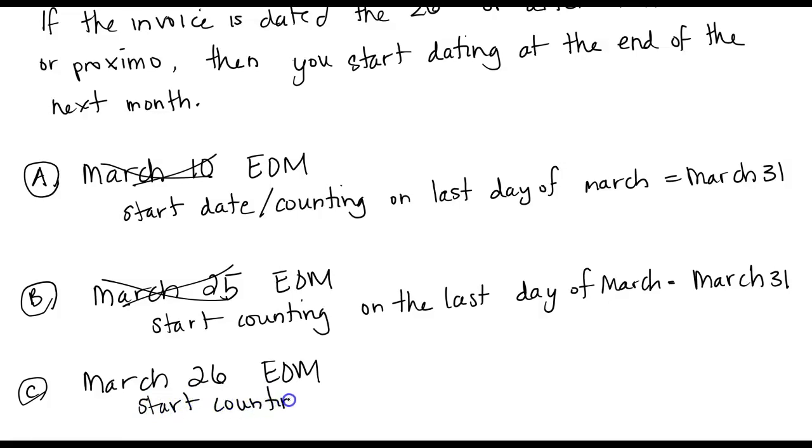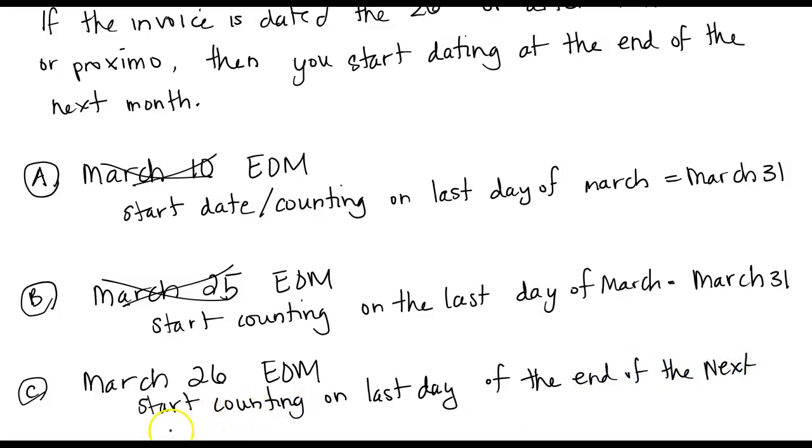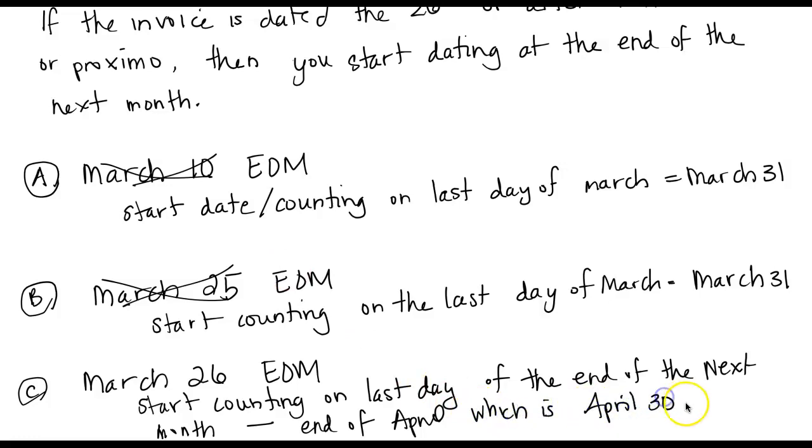So start counting on the last day of the end of the next month. After March is April. So the end of April, which is April 30th, to start counting.